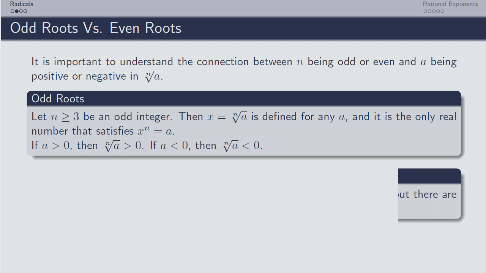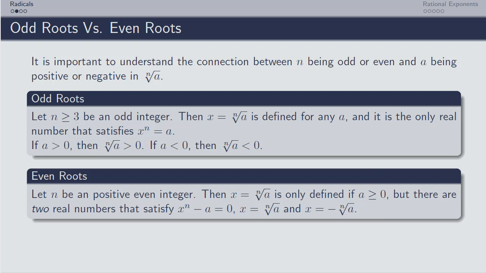We have no trouble. Now, it's even roots where we have some trouble. If n is an even positive integer, then x equals the nth root of a is only defined if a is greater than or equal to 0. But there's another aspect to that. There are going to be two different real numbers that satisfy x to the n minus a equals 0, or x to the n equals a. That's going to be x equals the nth root of a, which will be a positive number, and then x equals minus the nth root of a.